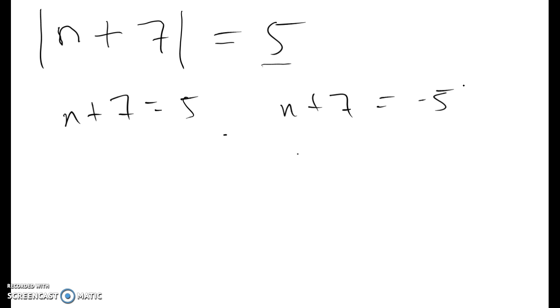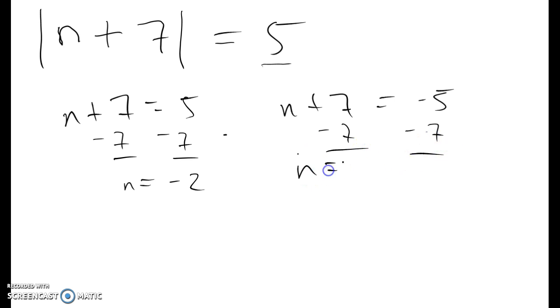I'll have two solutions for it. So if I subtract 7 on both sides, you wind up with negative 2. And if I subtract 7 on both sides, you wind up with n is equal to negative 12. And the way you write your final answer is n is equal to negative 2, negative 12. Okay, we just found our solutions.